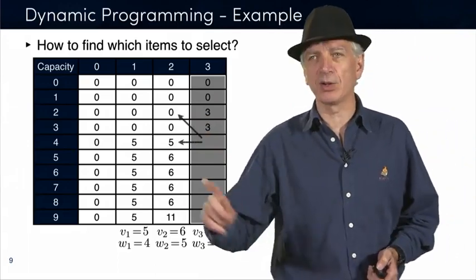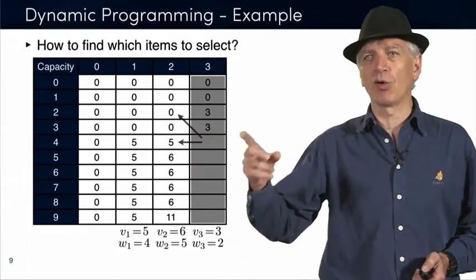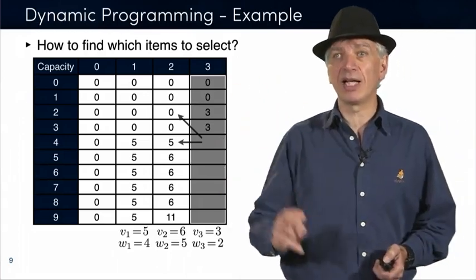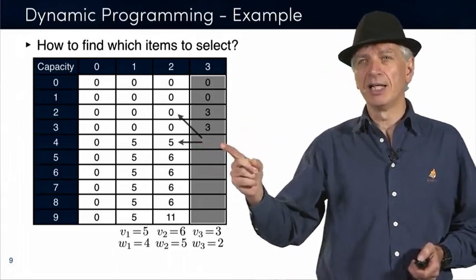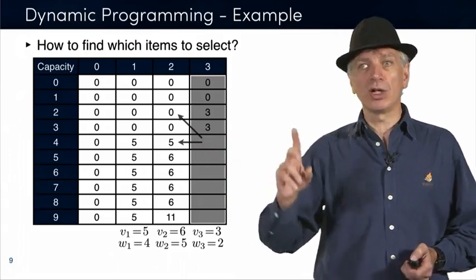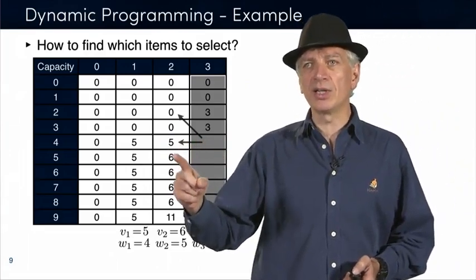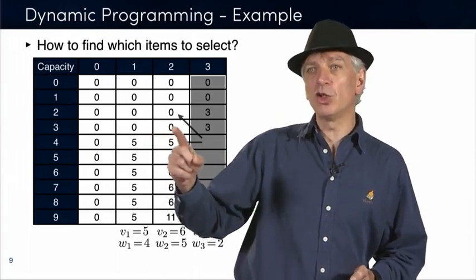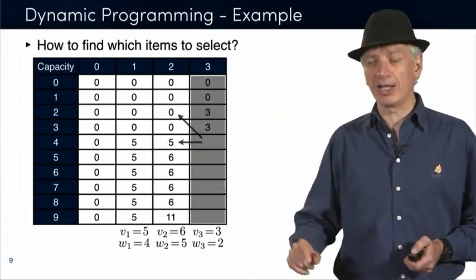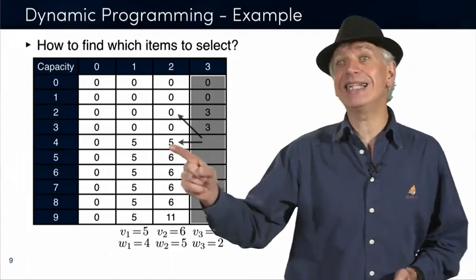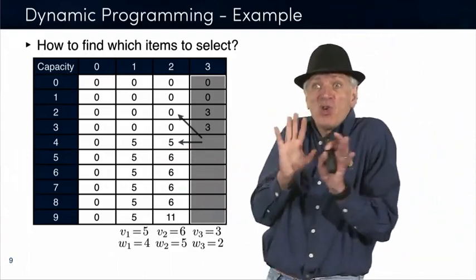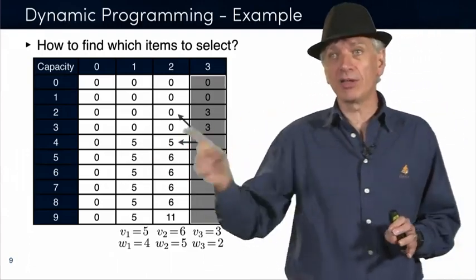Okay, so in this particular case, when you have a capacity of 4, there are 2 items that are fitting in the knapsack, right? So this guy fits in the knapsack, and you can decide to take it or not to take it. If you don't take it, what happens? Well, you get the value that you have when you select only the first 2 items. Okay, so you know that you will at least get the value 5. Because if you don't select item 3, you get the value 5.